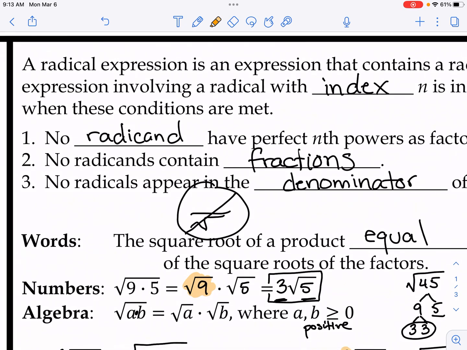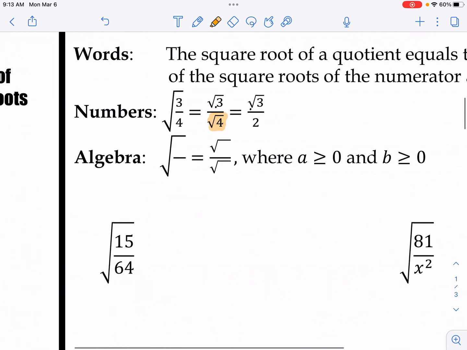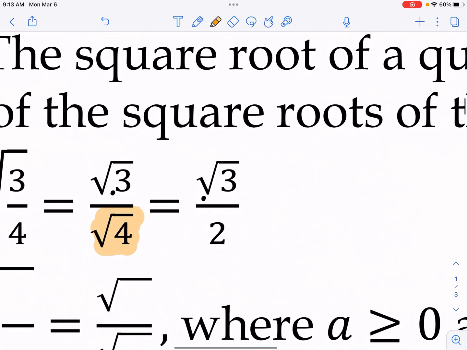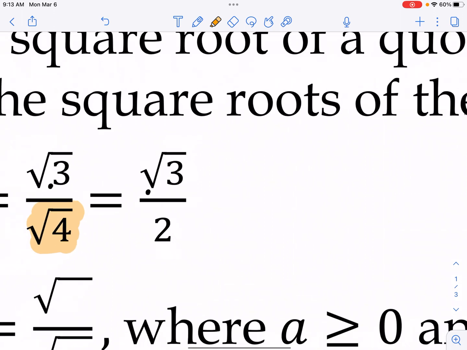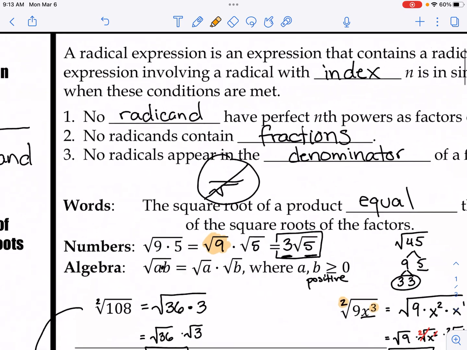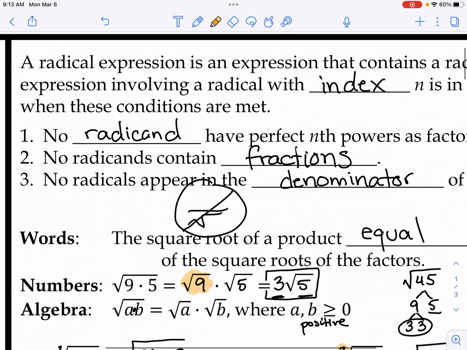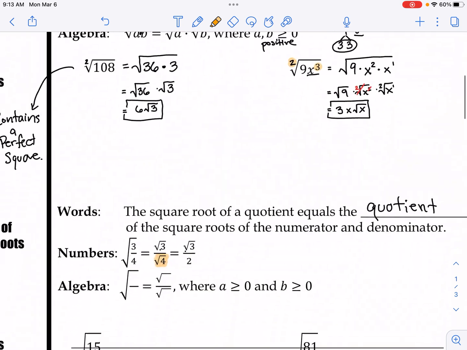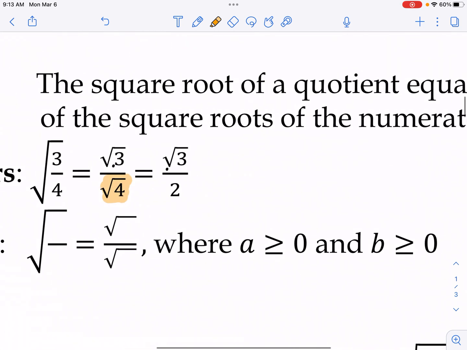number 2, no radicands contain fractions, right? We did have a fraction, but notice our final answer, we don't have a fraction inside of a radical. We just have a radical of the numerator. And third thing, no radicals appear in the denominator of a fraction. Yep, we don't have that. It's simplified to be 2. Okay. And then we'll fill in the blank here.